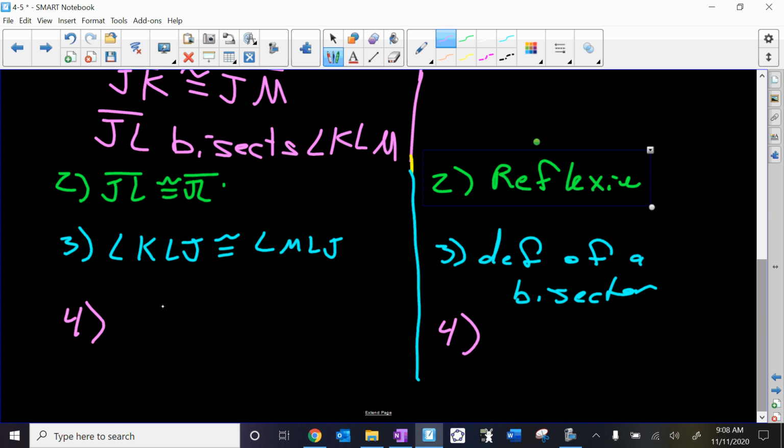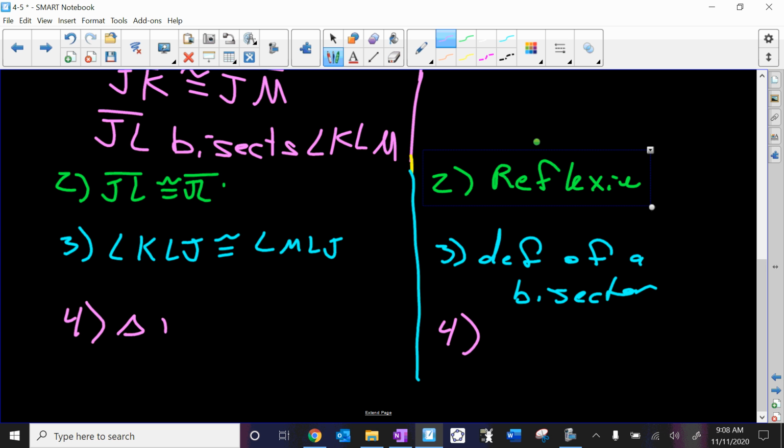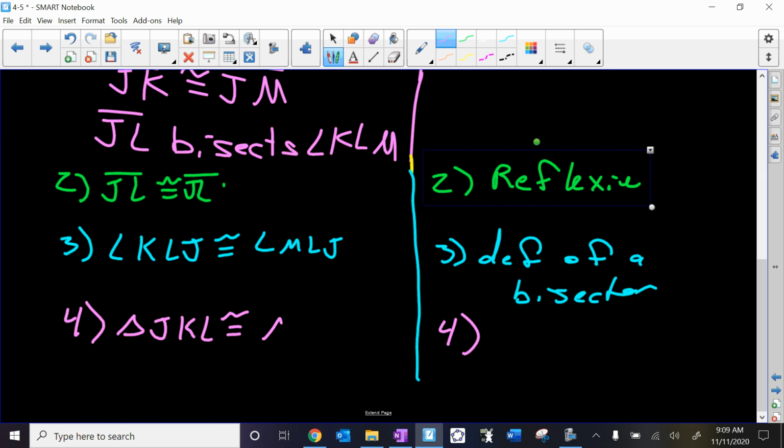Then we should only have one more step after stating that. So I'm actually going to get rid of a little bit of writing in here. I'm going to get rid of that, and I'm actually going to get rid of the JL being congruent to JL in the picture. If I look at my picture now, it looks like I have angle, angle, side, which means that our triangles are congruent. So we're going to say triangle JKL is congruent to triangle JML by angle, angle, side.